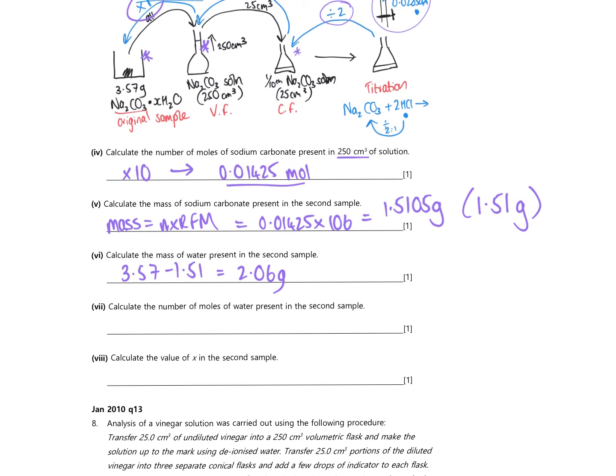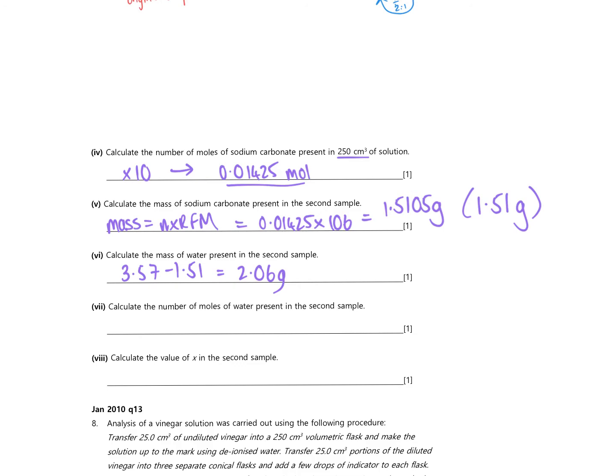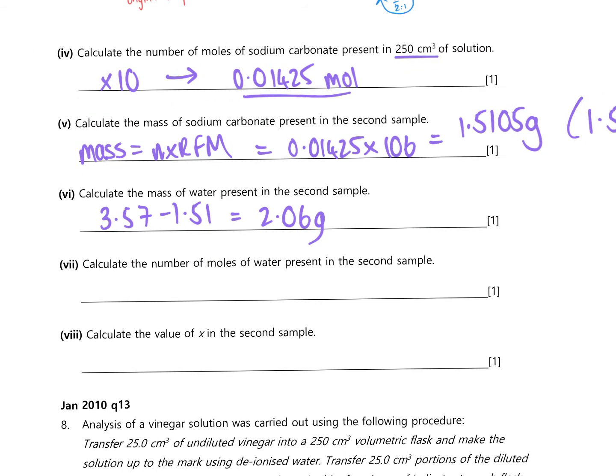Then calculate the number of moles of water present in the second sample. So we're kind of done with our diagram. We can get rid of that. Number of moles of water present is going to be n equals mass over RFM, which is the 2.06 grams of water divided by 18, which would give us 0.1144.